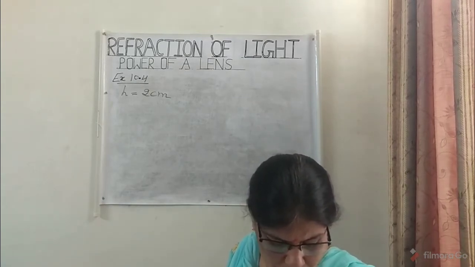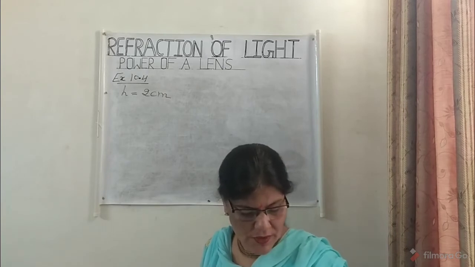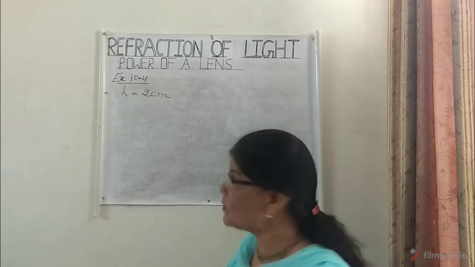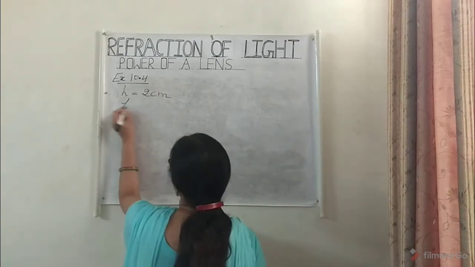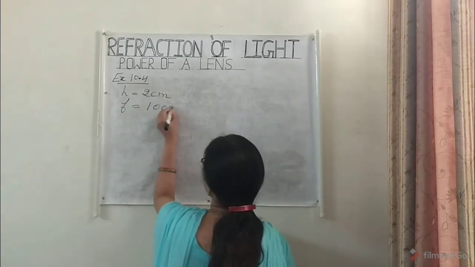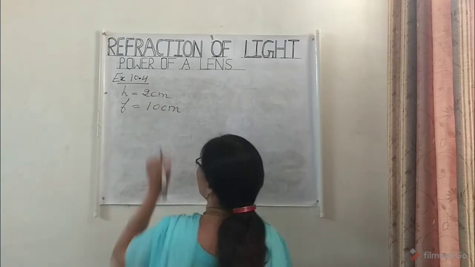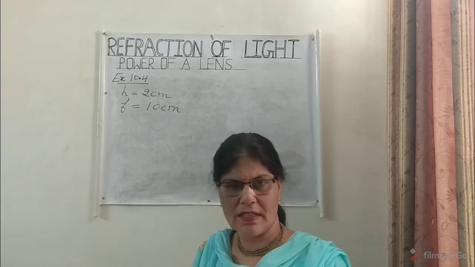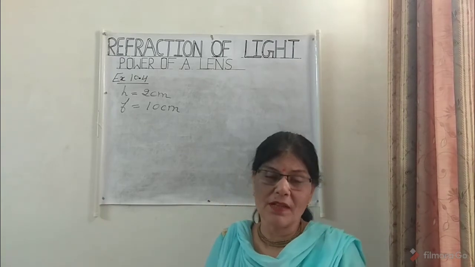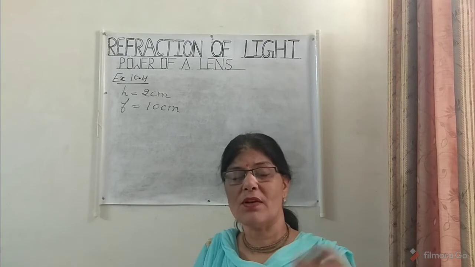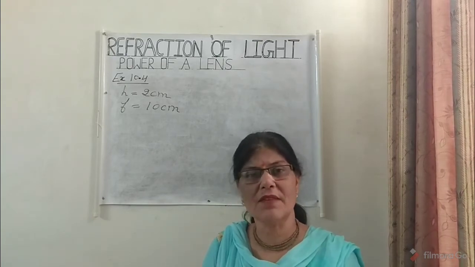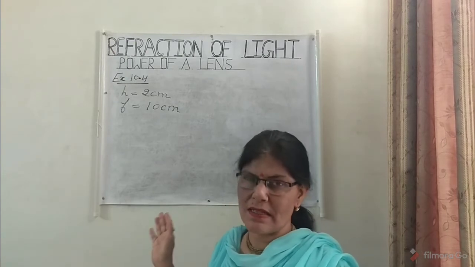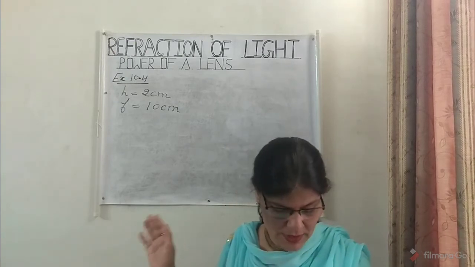It is placed perpendicular to the principal axis of a convex lens of focal length 10 cm. Focal length is also given to us. Focal length is 10 cm, and this is a convex lens. So for a convex lens, we will take positive focal length. If it were a concave lens, then we would take negative. But in this case, it is a convex lens, so F is positive.